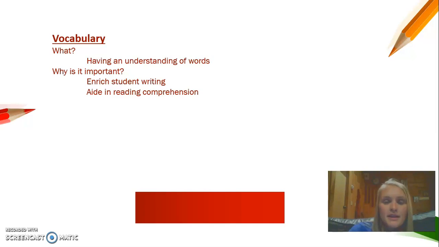Vocabulary, that is just having an understanding of words. We want to give students a bountiful vocabulary. We want to enrich their writing and help them when they're reading. If they know more words, then they're going to be better able to figure out most of the words that they're reading.